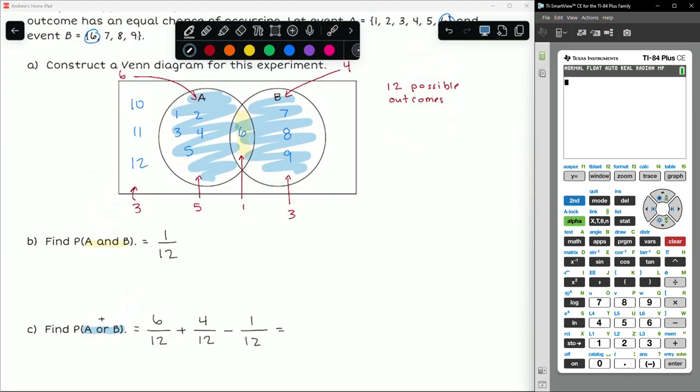So 6 plus 4 is 10. 10 minus 1 is 9. So this is 9 out of 12, which are both divisible by 3. So that's going to be 3/4, or 75% of the numbers. And that makes sense because I can see that 3 out of 12 are outside of that colored region. 3 out of 12 is 1/4. So it should be 3/4 that are inside the colored section.